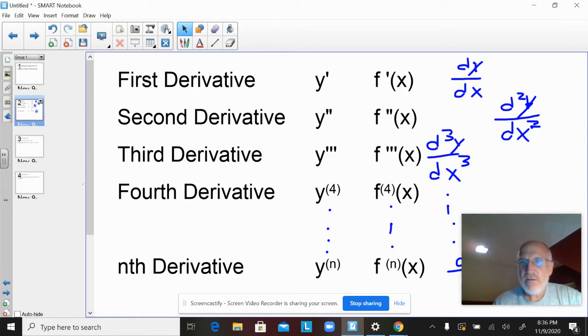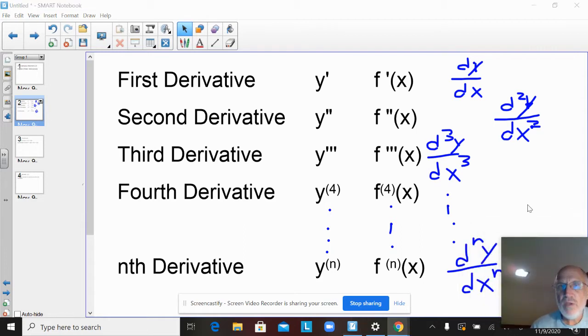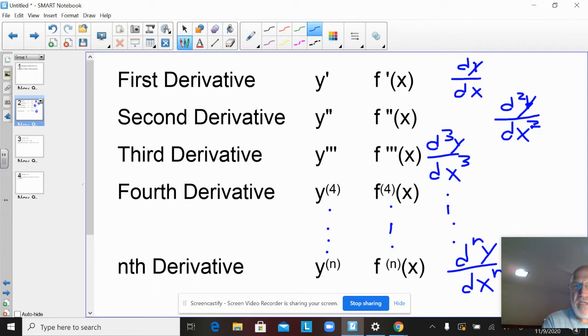So here is the notation you need to know. First derivative is y prime or f prime of x or dy dx. You know all that already. Second derivative, the most common notation is y double prime or f double prime of x.